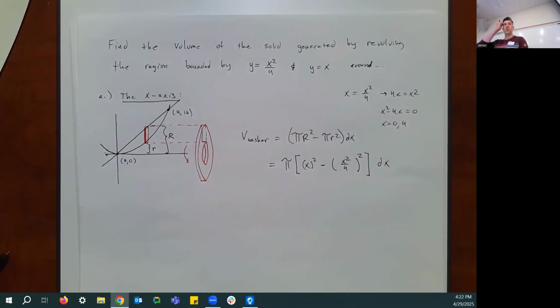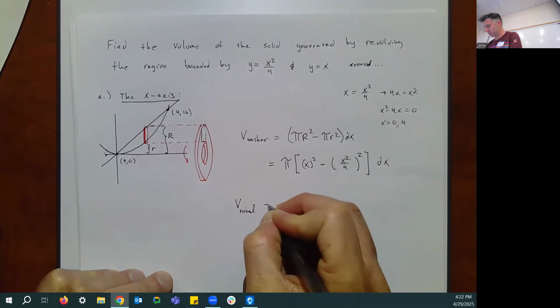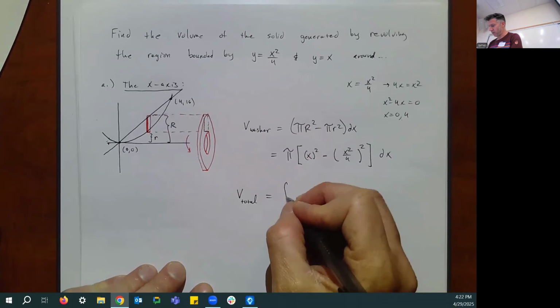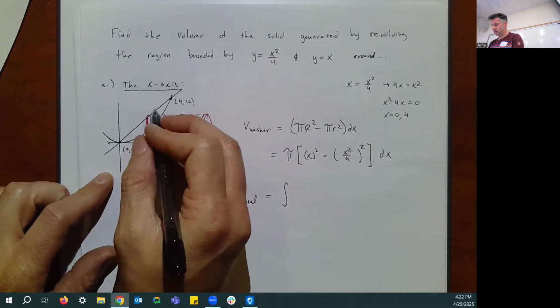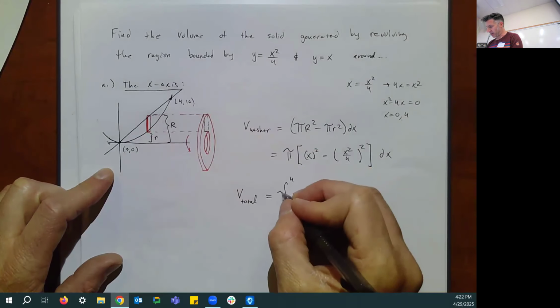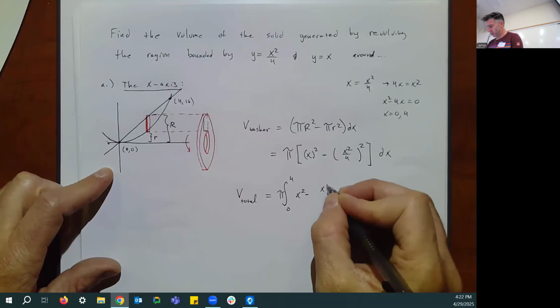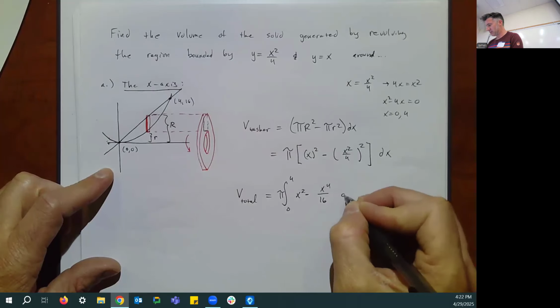So that's going to be the volume of our washer. And then the total volume here, again, we're just adding up all the volume. So it's going to be the integral from as far left as 0 to as far right as 4 of pi on the outside times x squared minus x to the 4th over 16 dx.